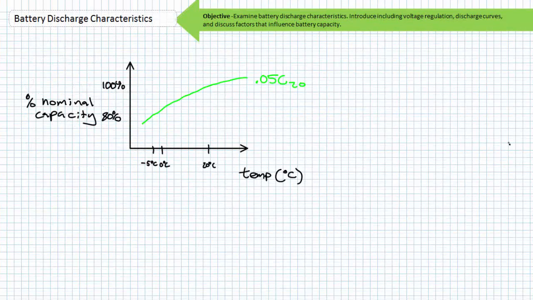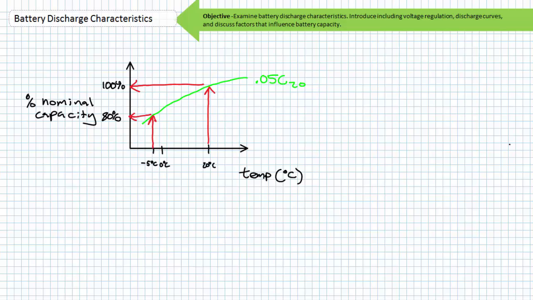Temperature could also affect battery capacity. As temperature decreases from a predetermined reference value, the chemical reactions decrease in mobility and battery capacity proportionally decreases. A fresh battery can be expected to exhibit nearly 100% capacity at the specified predetermined temperature, let's say 20 degrees Celsius, at a specified discharge rate, let's say 0.05 C20.